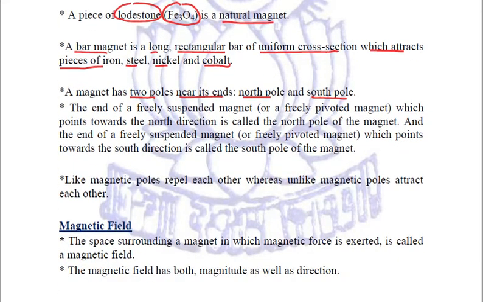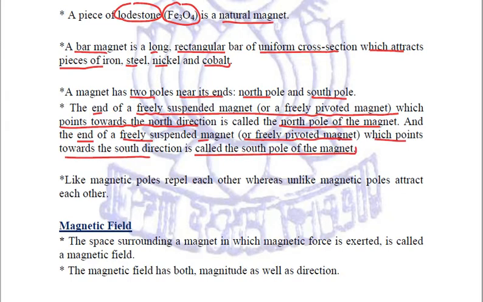We already know it, that the end of a freely suspended magnet or a freely pivoted magnet which points towards the north direction is called the north pole of the magnet, and the end of a freely suspended magnet or a freely pivoted magnet which points towards the south direction is called the south pole of the magnet. One basic property of magnet is like magnetic poles repel each other, whereas unlike magnetic poles attract each other.